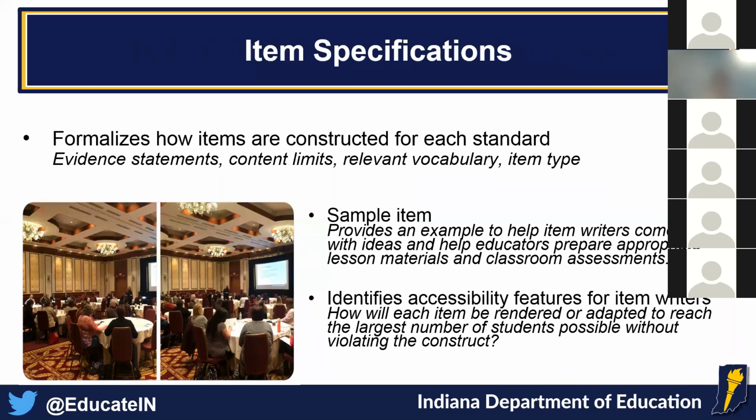So once we have blueprints, we're still not quite ready to write items. We then go to a step where we write item specifications. And item specifications really formalize how that standard will be presented to students on the assessment. And this is not how it should be taught. This is not for any really instructional purposes per se. This is for the iLearn assessment. How would that standard be written, or how would that item be written to that standard?